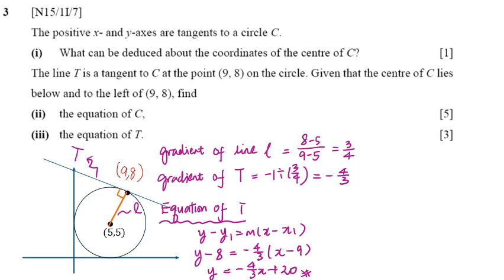So it makes sense because if you look at the answer, the gradient of the tangent line is a negative value. So in this case, the diagram is more accurate because the diagram we've just drawn gives you -4/3 for the gradient of the line.